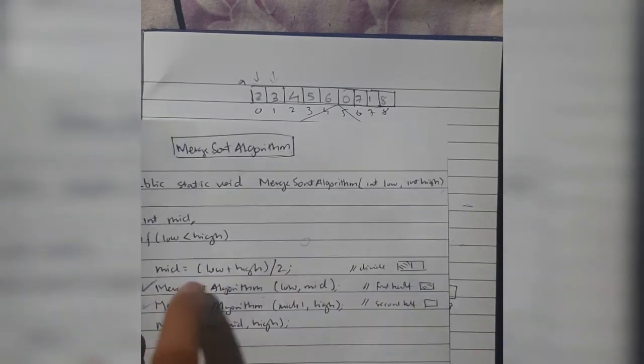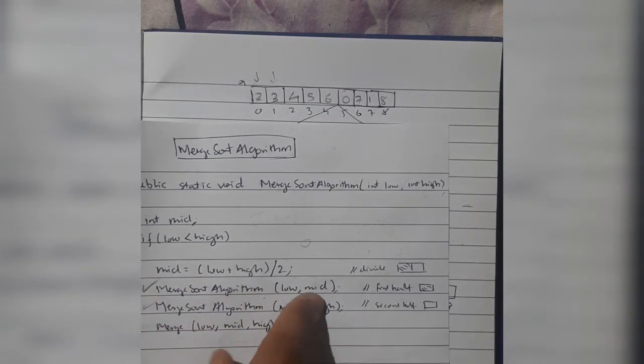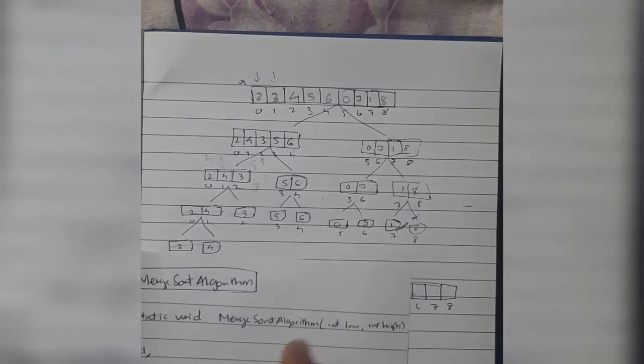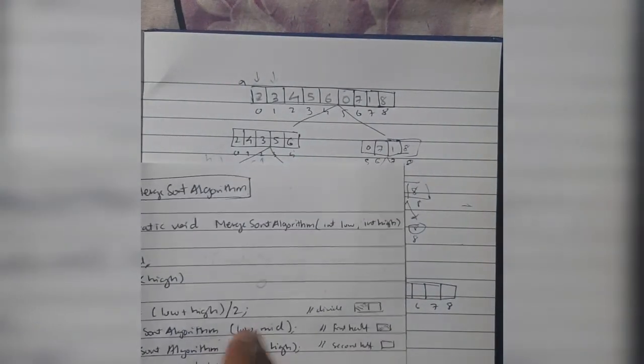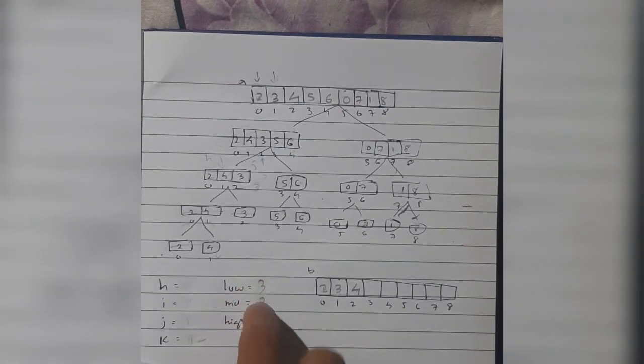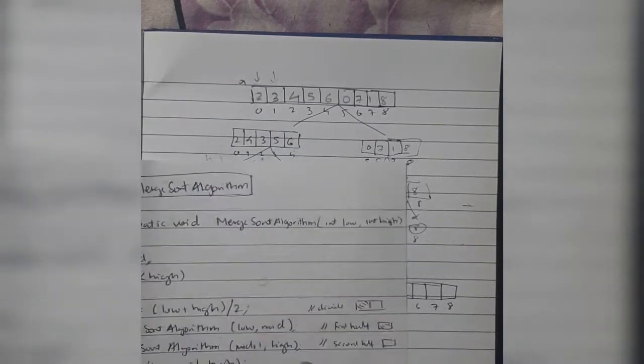Mid we have calculated. Merge sort algorithm, low comma mid. Low and mid is passed. Low and mid is 3 and 4. 3 and 4 will be passed for this array. Means this one is getting called. Okay. See, low and mid is the same value, which is 3 and 3, that is getting passed to this function.